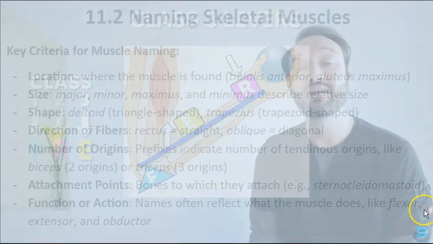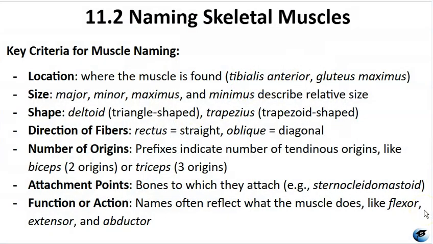Muscles are named according to several key criteria that describe their characteristics and functions. One of these is location, which refers to where the muscle is found in the body, such as the tibialis anterior or the gluteus maximus, right?